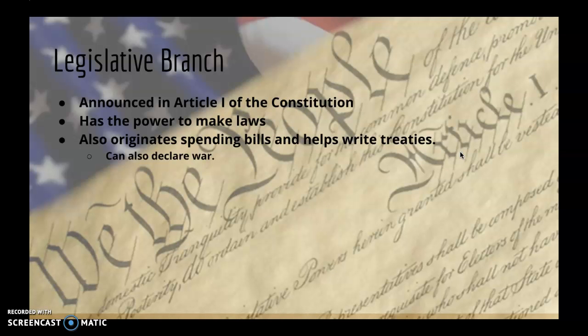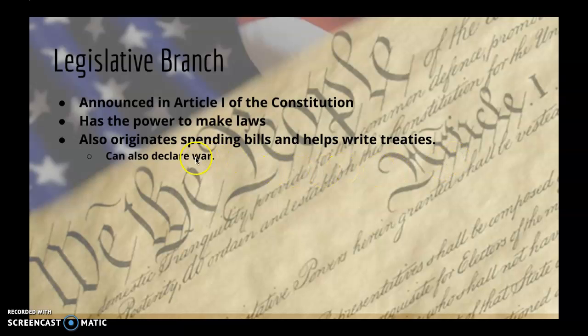So the legislative branch, it was announced in Article 1 of the Constitution. It has the power to make laws, and it can also originate spending bills and help write treaties, as well as declaring war. Spending bills are basically how the government is going to get the funding and the money. And treaties, as we can see and as we know, help end wars or help come to agreement.